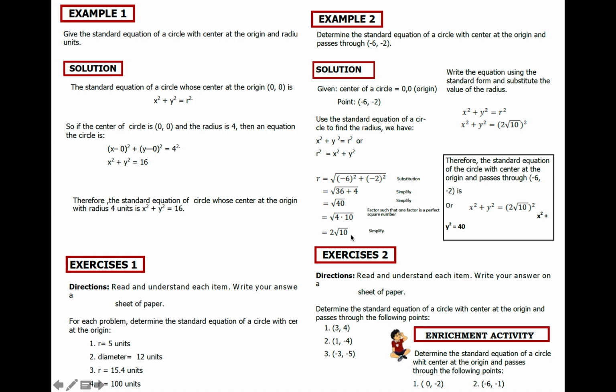Writing now the equation of the circle, we get x squared plus y squared equals (square root of 40) squared, or x squared plus y squared equals 40. Okay?